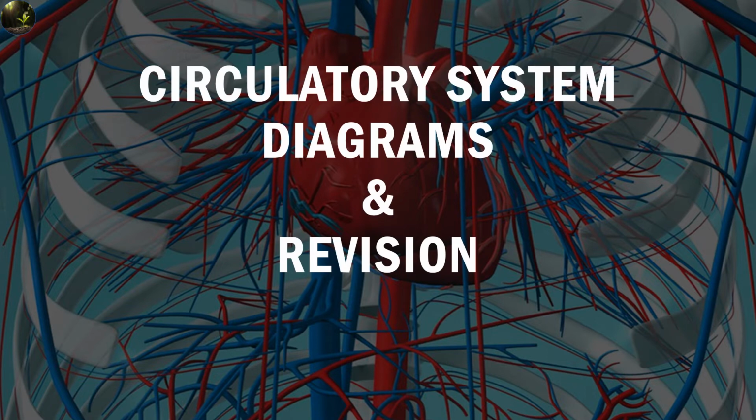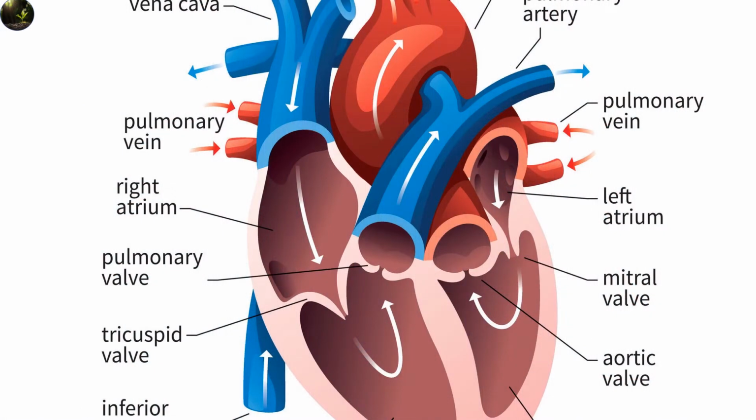Today we are discussing the circulatory system, diagrams and revision. What are the important diagrams coming in the examination that we are discussing? Yes, children, can you identify this diagram? Yes, this is the human heart. You don't write only heart, you have to write human heart. Okay, we can go through the labelings.